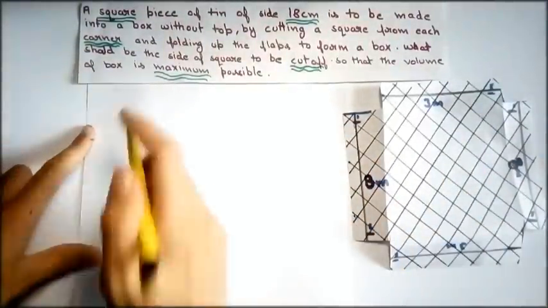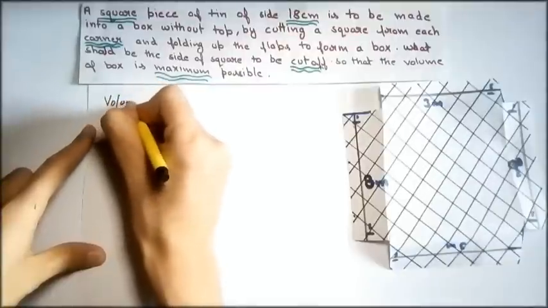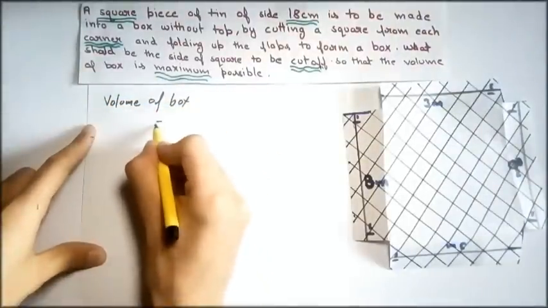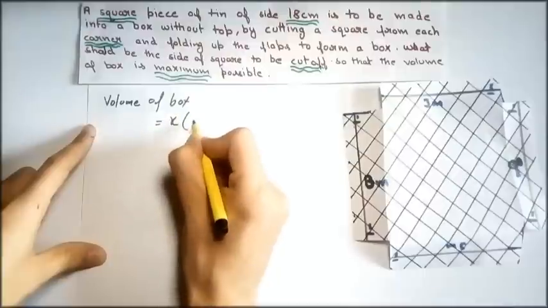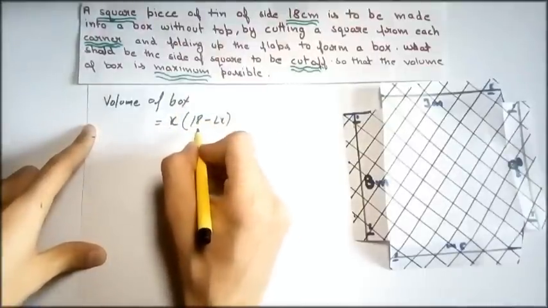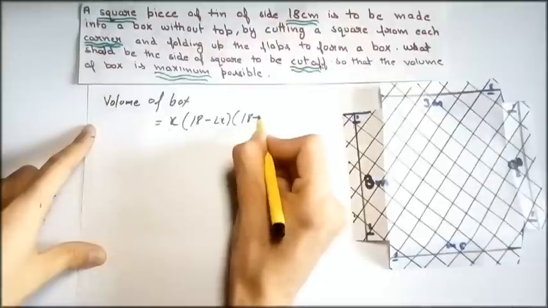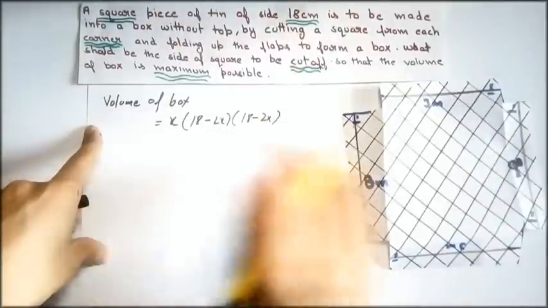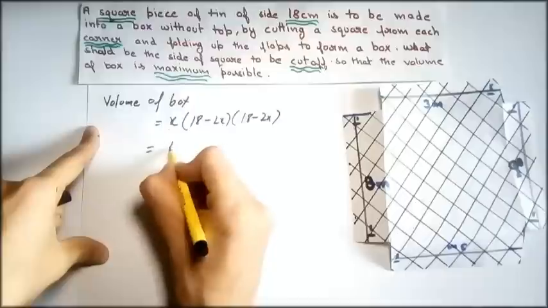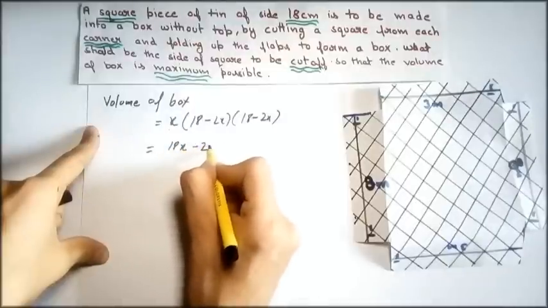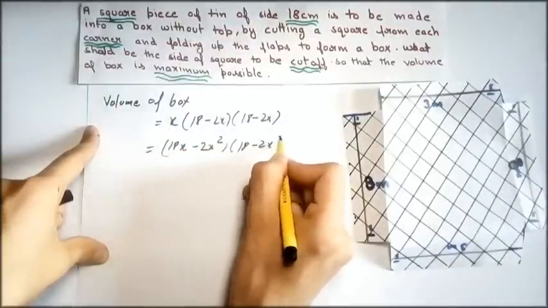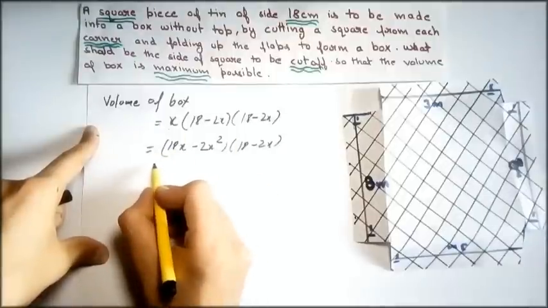So let's write the volume of the box. That will be x times (18 minus 2x), that's height, length, breadth, where breadth is the same as length because it is a square. Now we will solve it. That is 18x minus 2x square, times 18 minus 2x. Now we will further solve it like this.